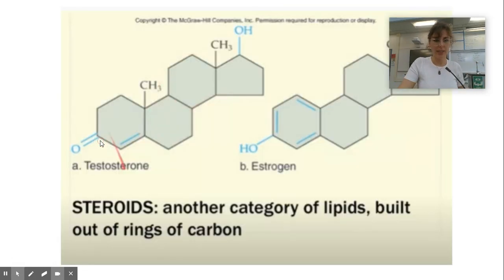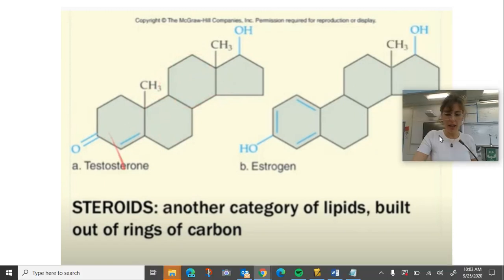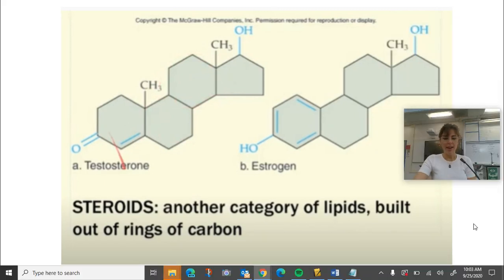Good. All right, so now let's talk about another category of fats called steroids. There are two main ones here. We see them, testosterone and estrogen. These two main steroids are built out of rings of carbon. Hopefully you're seeing the difference between a steroid, testosterone, versus estrogen.